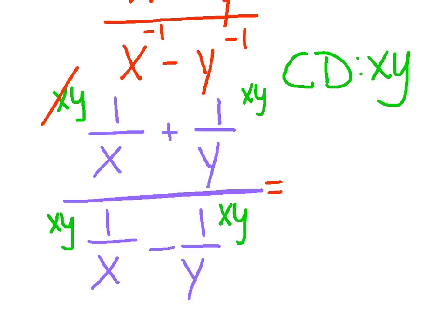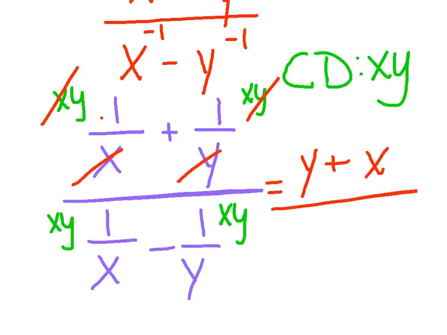All right, so I've got my 4 xy's, and remember that goal is to kill the fraction. So the x on top cancels with the x on the bottom, and I've got y times 1, which is y. The y on the bottom and the y on the top cancel. So I've got 1 times x, which is going to be my plus x, all over. X on the top and bottom cancel, so I've got my y minus x on the bottom.